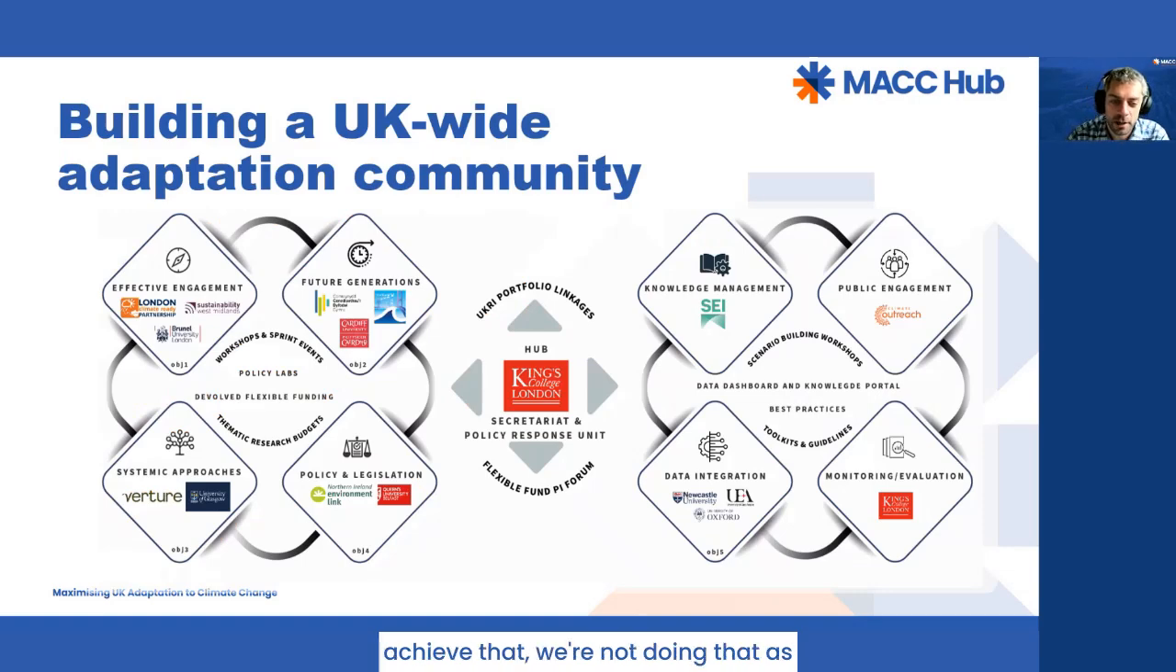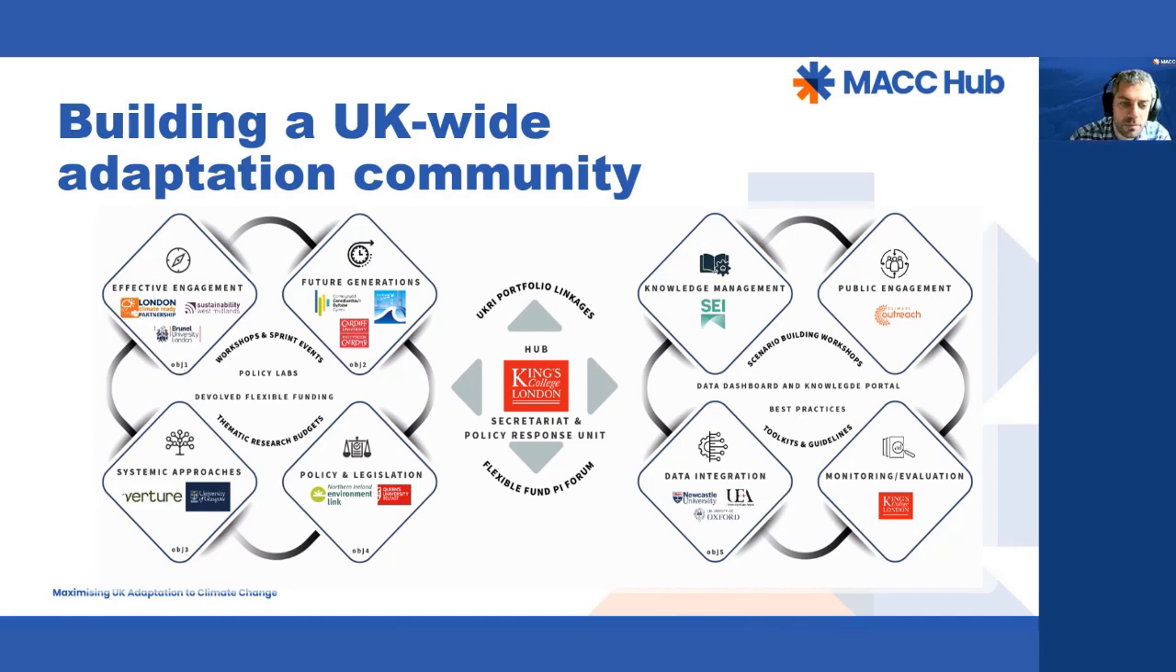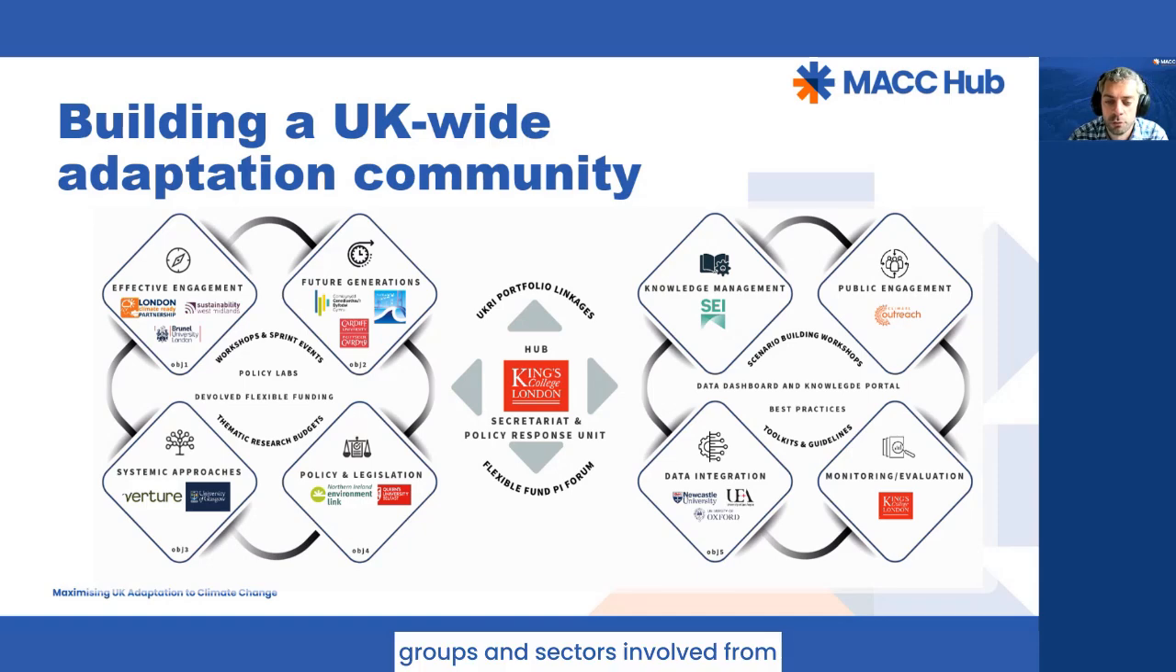And obviously, to help achieve that, we're not doing that as an individual set of individuals. We're doing this, as I said, as a large community. Part of that community, academia plays a very small role in the hub. The hub has a few academic partners, normally one from each nation in the UK. There's also a lot of other groups and sectors involved, from charity organisations and knowledge exchange partners who are working on the ground, engaging with communities to help adaptation happen.